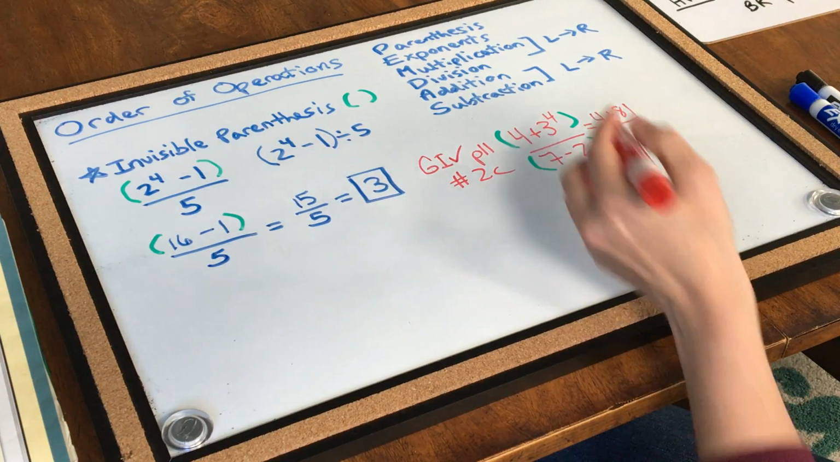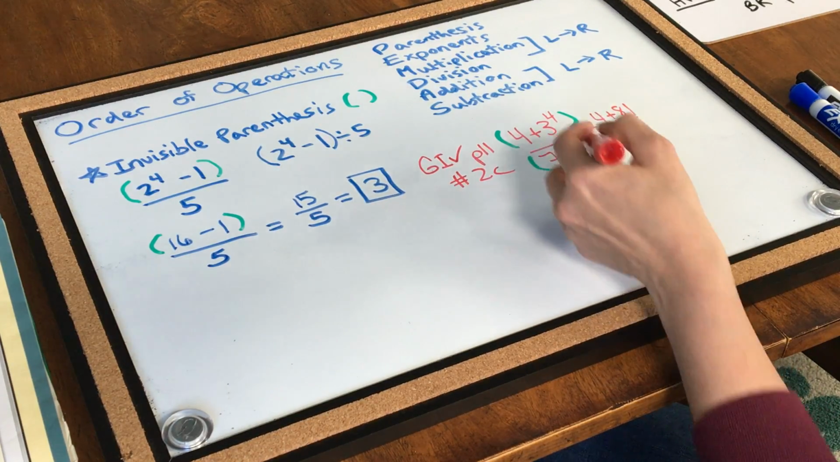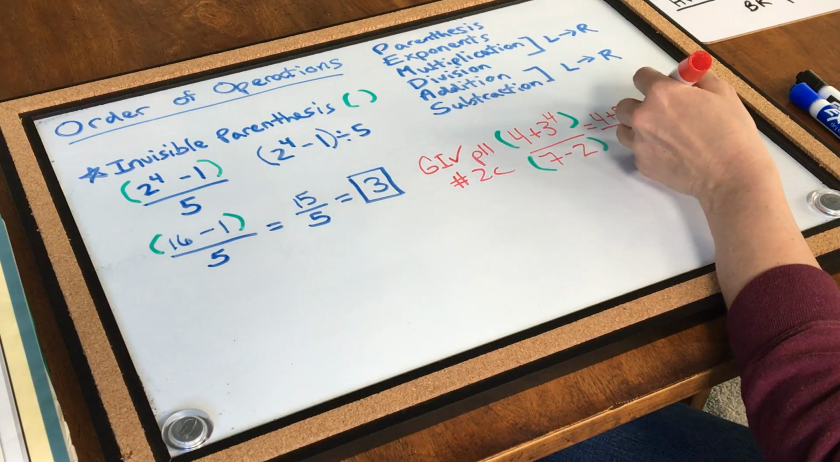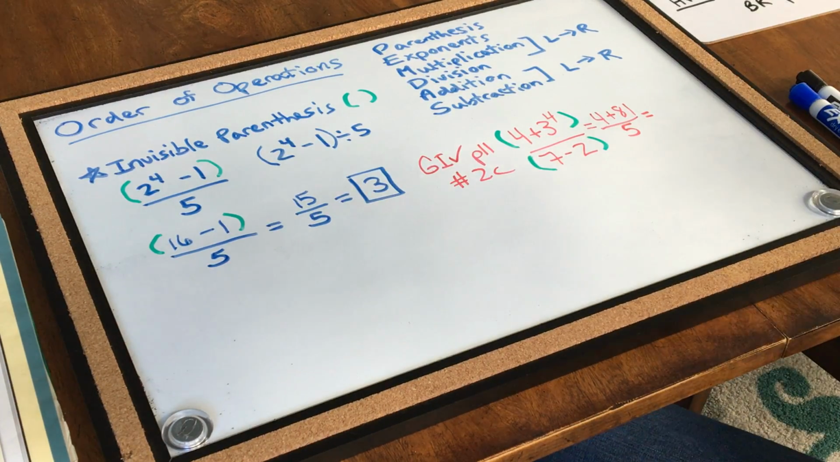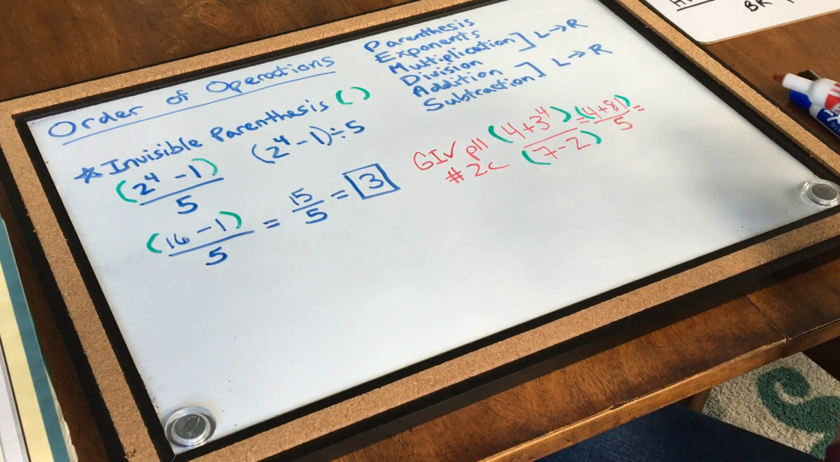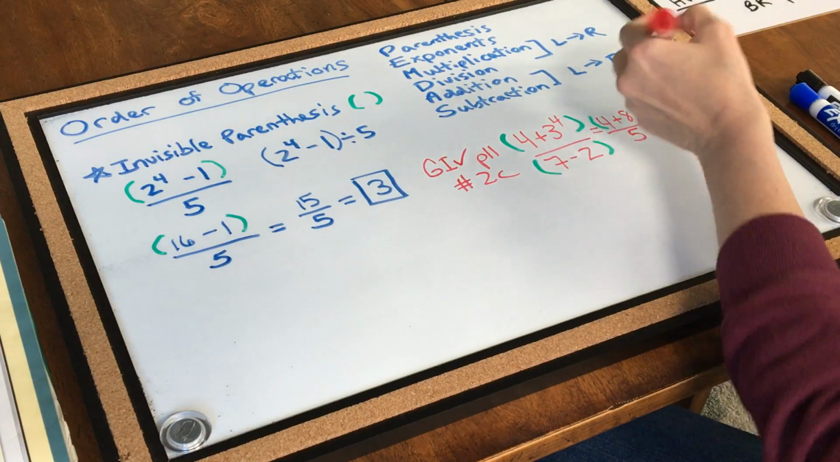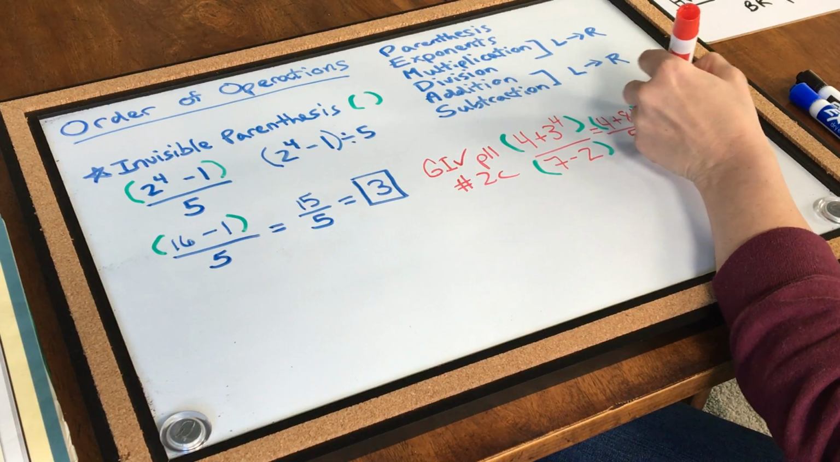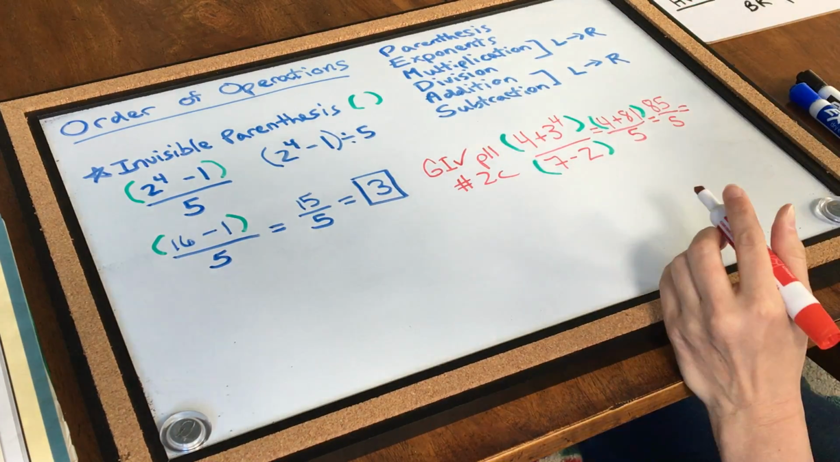Okay? And then I'm going to do my parentheses on the bottom. So 7 minus 2, this would give me 5. Remember, I have invisible parentheses again. I have to do this addition first. So 4 plus 81 would give me 85. And I still have 5 on the bottom.